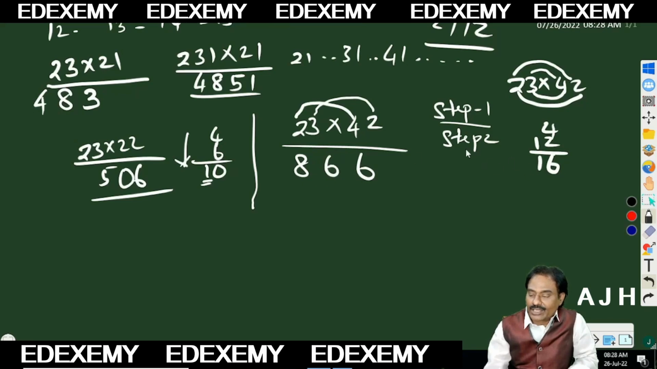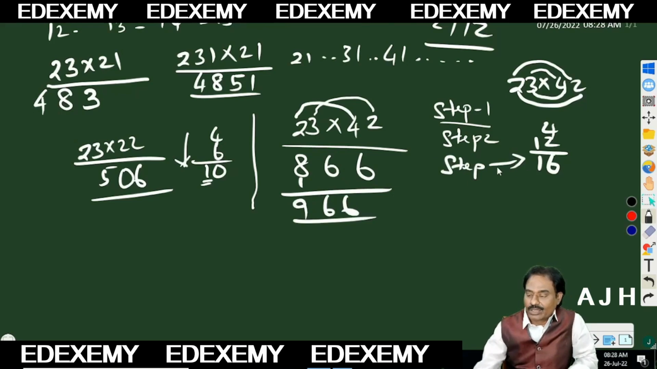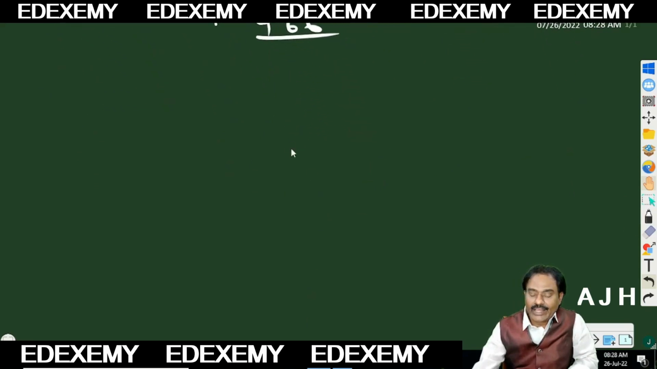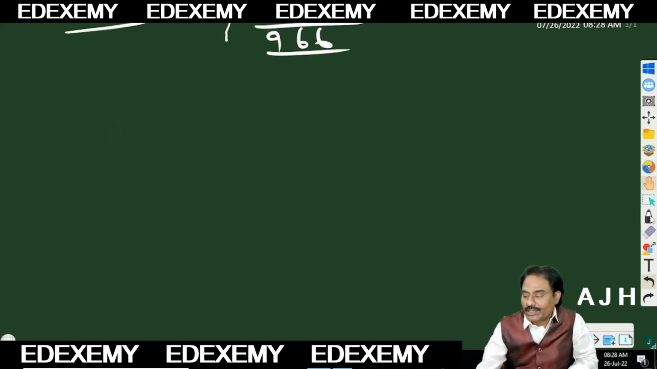So this 1 carries forward to 8. Therefore 966. This is the general way of multiplying any two numbers. Any two numbers, any three numbers by 2 digits you can multiply. Now we will take this to the next level.